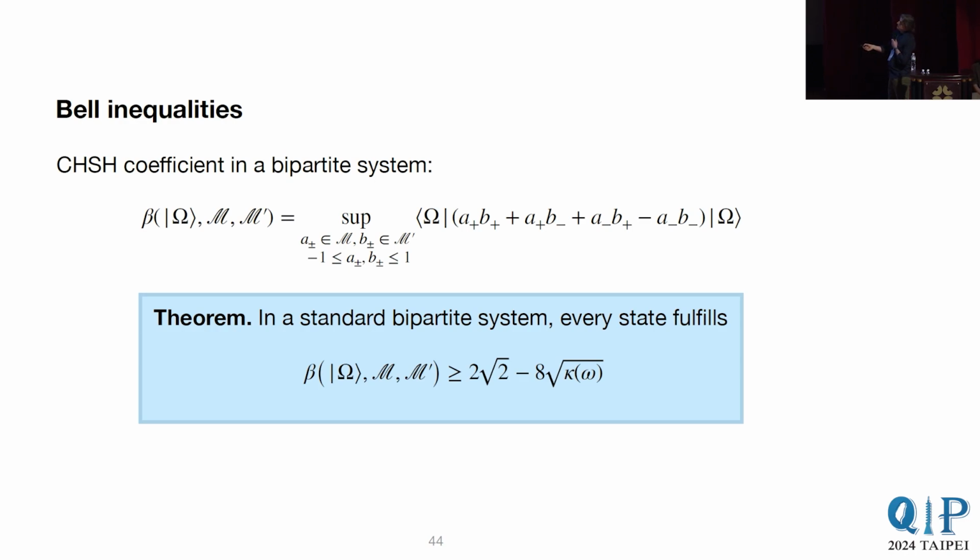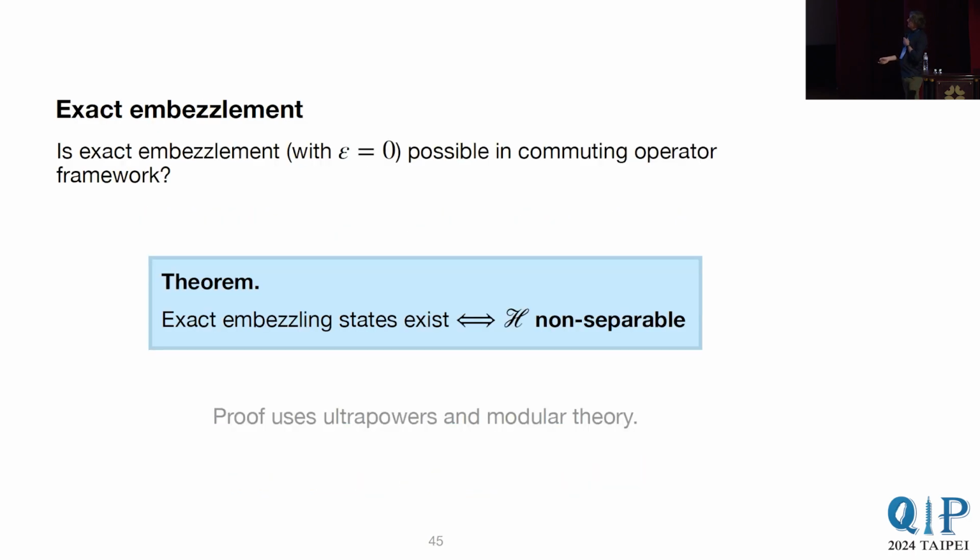So if you look at this CHSH coefficient, which gives you the maximal possible violation of Bell inequalities for one of these bipartite systems Hendrik introduced, then we find that this coefficient is actually bounded below by this expression in terms of the embezzlement quantifier. And this quantifier was 0 when our state is embezzling, so if you have a universal embezzler, you actually get this maximal violation in that case. So that's also a direct conclusion from this result.